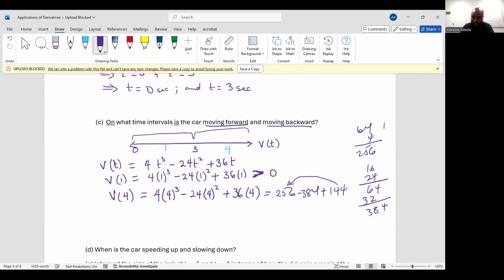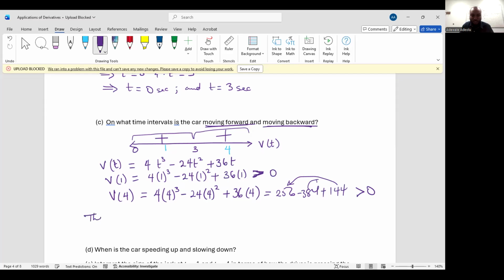If I add these two and subtract this, it means my answer is going to be positive. So we have it that on this interval, it is positive. On this interval, it is positive. So the question, on what time intervals is the car moving forward? Moving backward. In fact, we are not moving backward at all. Velocity is not negative anywhere.